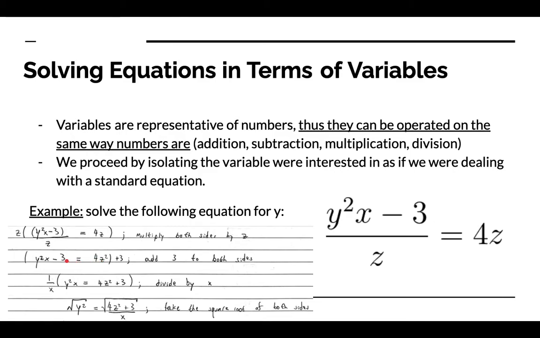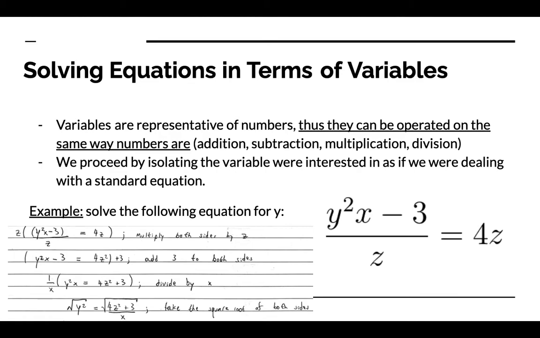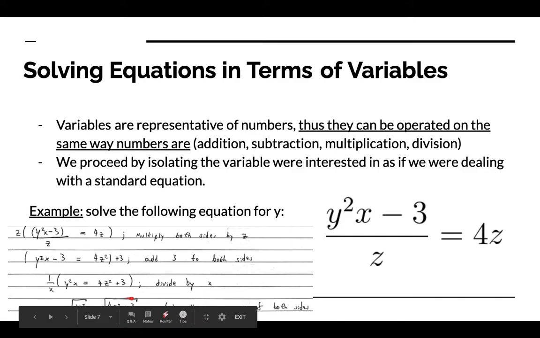Now we're going to add 3 to both sides, which gives us 4z squared plus 3. So we've ended up with y squared times x equals 4z squared plus 3. Now we're going to divide by x, and I have to wait for this little clicker to go away. We divide by x to get y squared equals 4z squared plus 3, divided by x, like we see right here. And again, I have to wait for this little clicker to go away.